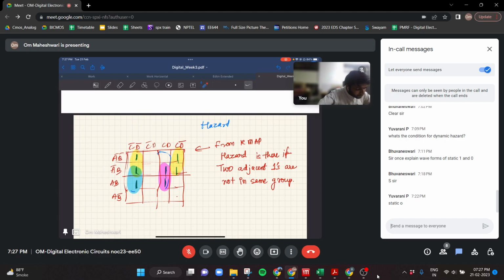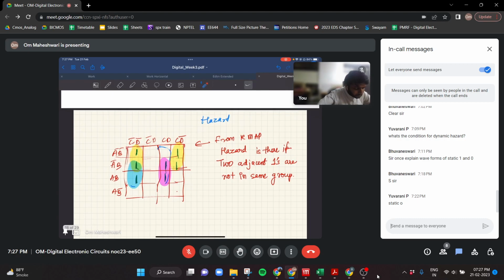Anyways, that is not the case anywhere else. These two are in the same group. These two are in the same group. This has no other nearby one. This has no other nearby one. These four are in the same group, but these two are in different groups and they are nearby also. So in this kind of case, highlight it.